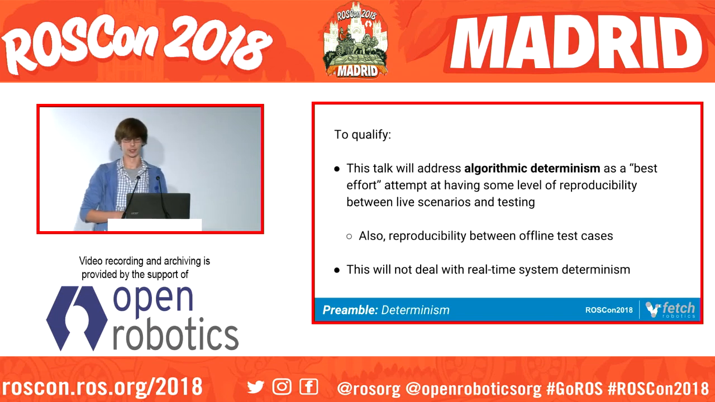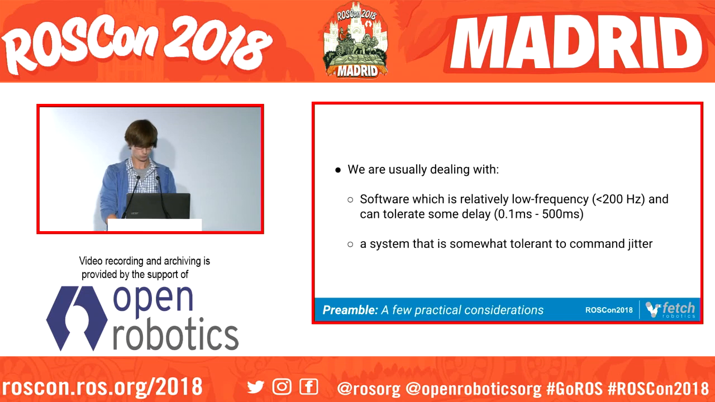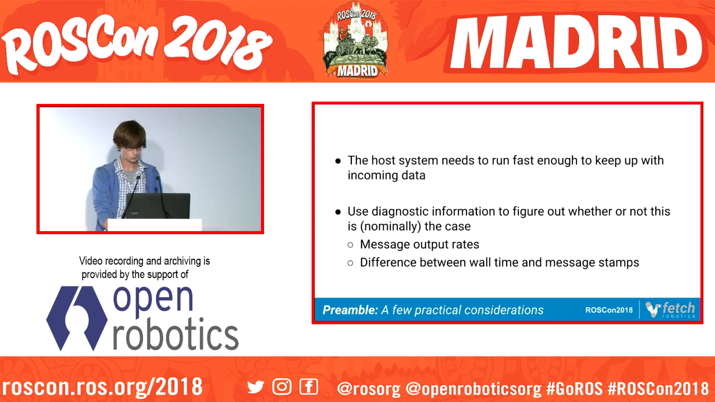So to fully qualify here, when I'm talking about determinism, I mean only algorithmic determinism, kind of at the highest level, not so much real-time determinism in terms of timing. So this would be more in the context of a higher level system, not really the safety critical level. And so we're usually dealing with software that's somewhat low frequency, nothing like a high rate control loop at a couple of kilohertz. That's tolerant to delay and some amount of command jitter. And we're also assuming here that the host system is going to be able to run fast enough to keep up with our messaging.